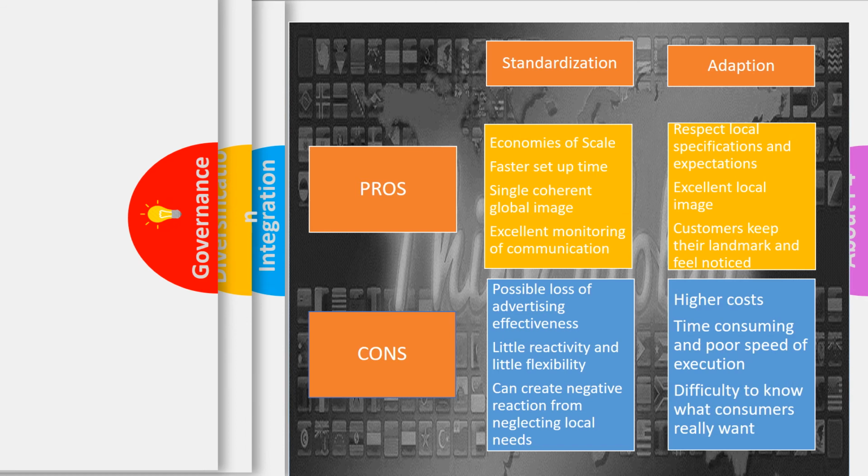Now the disadvantages of adaptation: we can see there are higher costs, definitely higher costs, and definitely more time consuming, and poor speed of execution, because you're doing more primary research, you're conducting more secondary research, and you're doing this in order to find out exactly what you should do, where, when, how, and why. There can be difficulty in knowing what customers really want, but this comes down to higher costs and longer times, simply because you're trying to undertake the research to find out what the needs of customers are, and sometimes it can be difficult.